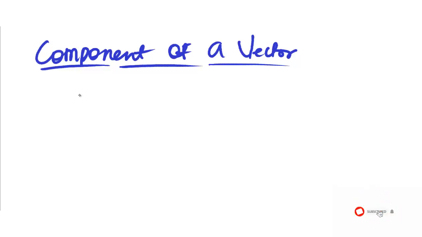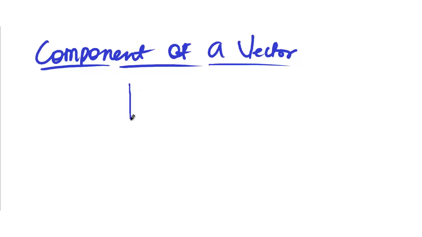All right, so in this video, I'm going to be showing you how to determine the component of a vector. Now, when I'm talking about the component of a vector, basically, we are talking about the effective value of that particular vector in any given direction. Of course, a vector in 2 dimensions will have the y component and also the x component. So let's get straight to it.